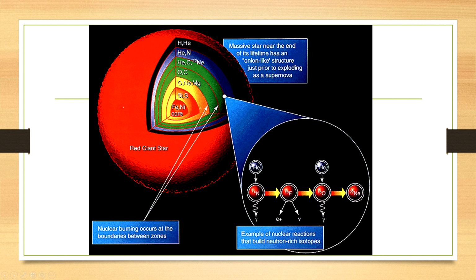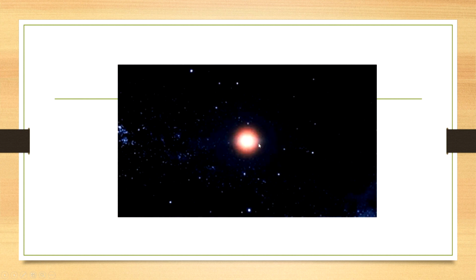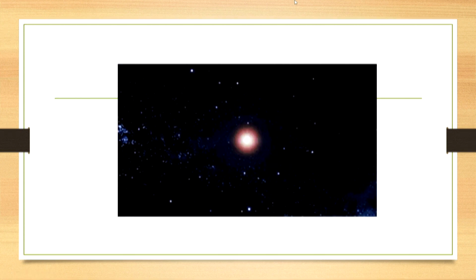But into the core, it keeps getting hotter and hotter. It is nearing the supernova. So it means the star is at the end of its journey. This is what will happen if the red giant actually explodes.